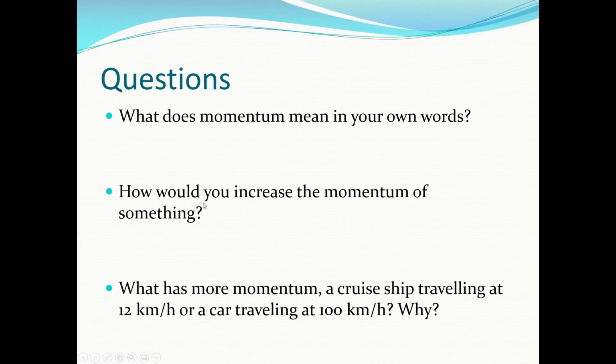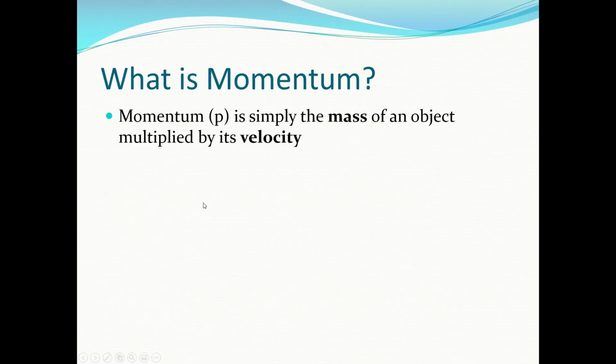So what has more momentum, a cruise ship or a car? Well, the cruise ship seems bigger, so that's going to have way more momentum. Even though the car is going fast, the cruise ship is just so big that it's going to have a big impact on momentum. And that's exactly what momentum is. Momentum is simply the mass of an object multiplied by its velocity.